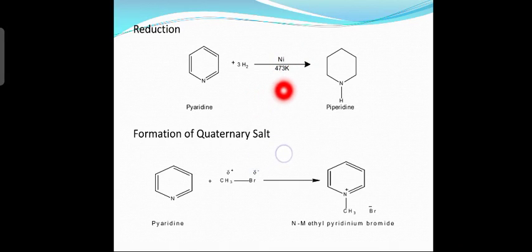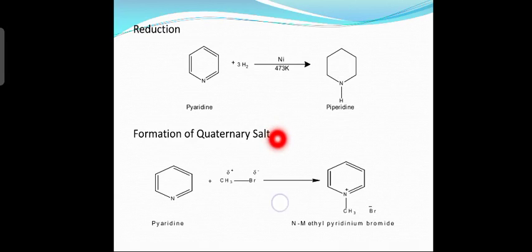Reduction, that means nothing but hydrogenation in the presence of nickel heated to 473 Kelvin, piperidine is obtained. How do you get piperidine? All the 5 places we get additional hydrogen. So you have one CH2 at all places, and here the nitrogen attacks one hydrogen. So you get one piperidine.